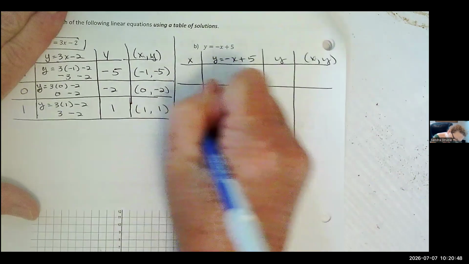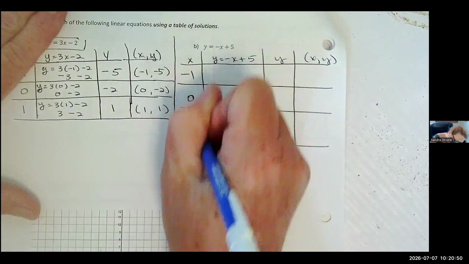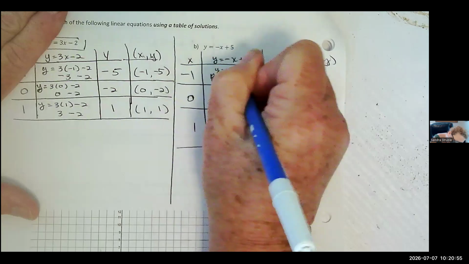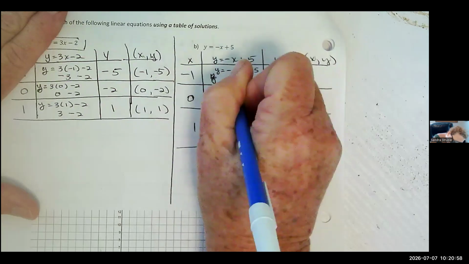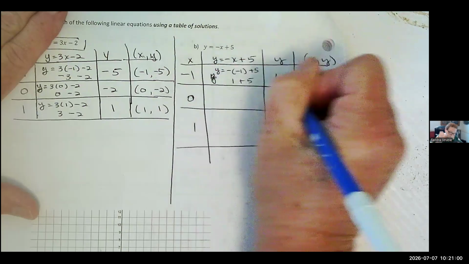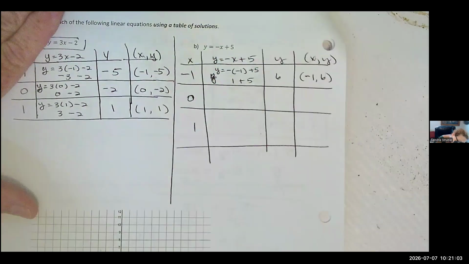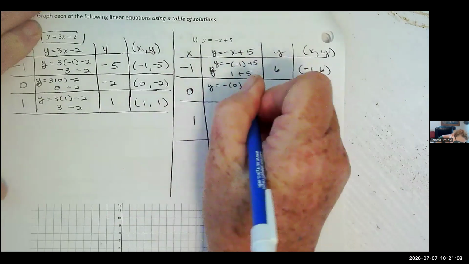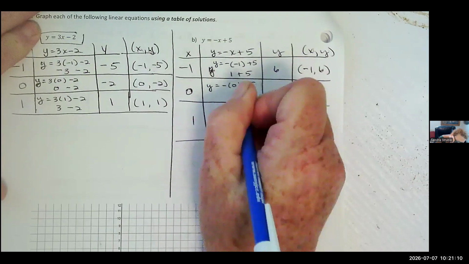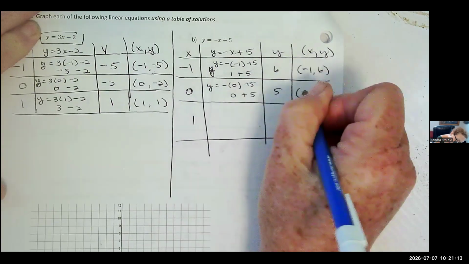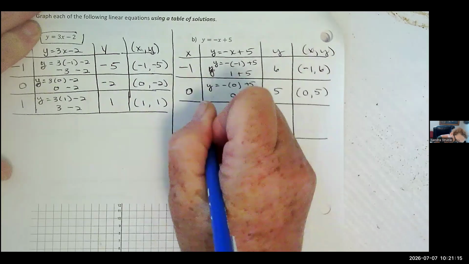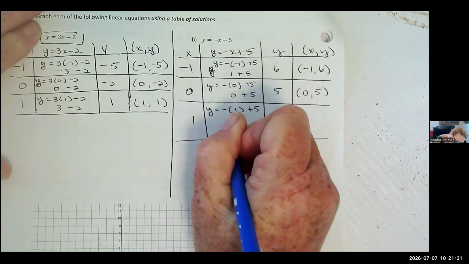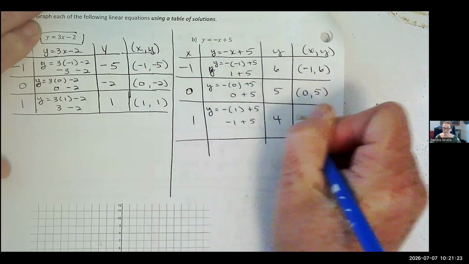-1, 0, and 1. So let me come up here and do it. Y equals negative -1 plus 5. A negative times a negative is +1, plus 5, which is 6. So -1, 6 is my first one. Then y equals -0 plus 5. Well, that's just 0 plus 5, which is 5. And then the last one is y equals -1 plus 5. So that's -1 plus 5, which is 4. So 1, 4 is my third point.